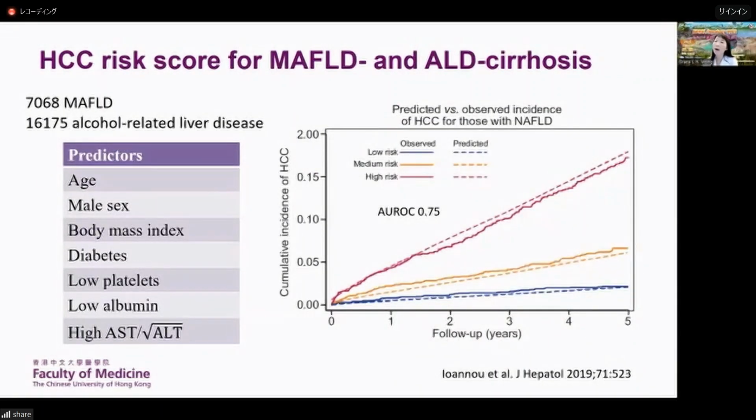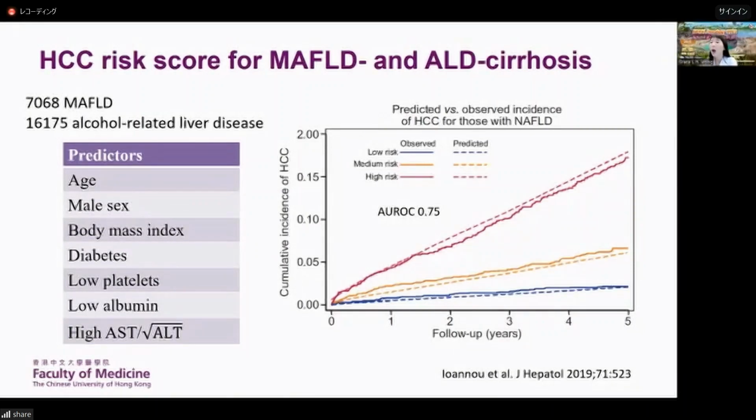And here they talk about, is there any risk score we may use? Some risk scores are designed, derived and validated for either MAFLD-related HCC or alcohol-related HCC. It's a very huge cohort, more than 7,000 patients with MAFLD and another 16,000 patients with alcohol-related liver disease. They identified some key risk factors which are very sensible, because all these are well-known risk factors for HCC, like age, male gender, BMI, diabetes, low platelet, low albumin, which signifies cirrhosis, and also a high AST-ALT ratio.